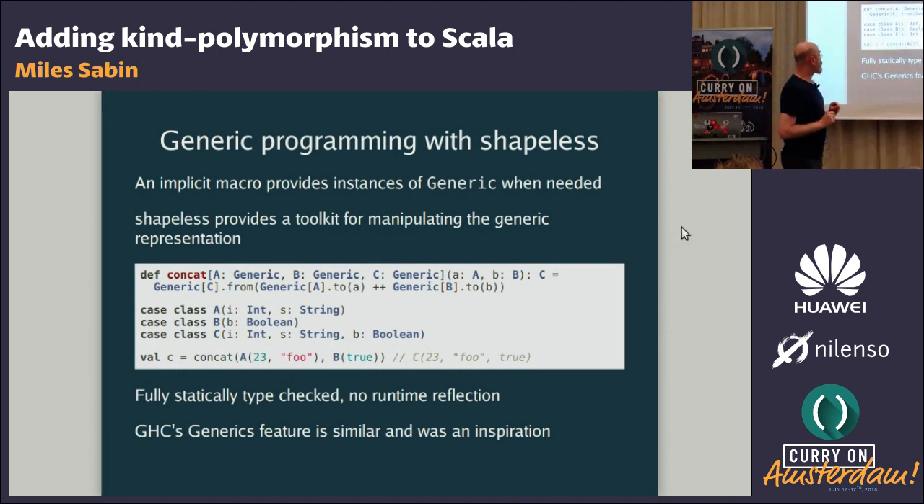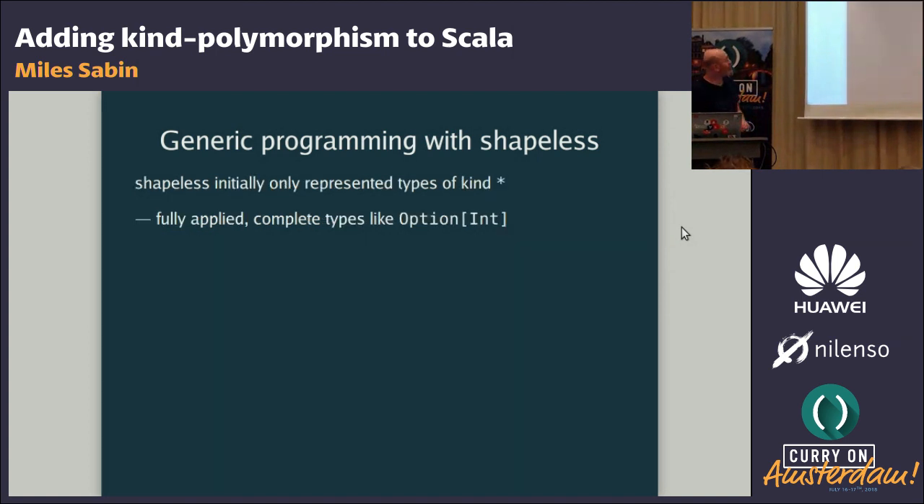There are lots of similarities with a similar language feature in Haskell. It's the generics feature, which was initially put together by Andres Löh, and I forget who the second author is, but anyway, it's one of GHC's many extensions, and it provided a great deal of inspiration, and it works in a fairly similar kind of way. Okay, so initially, shapeless only had generic representations for types of kind star, so fully applied types.